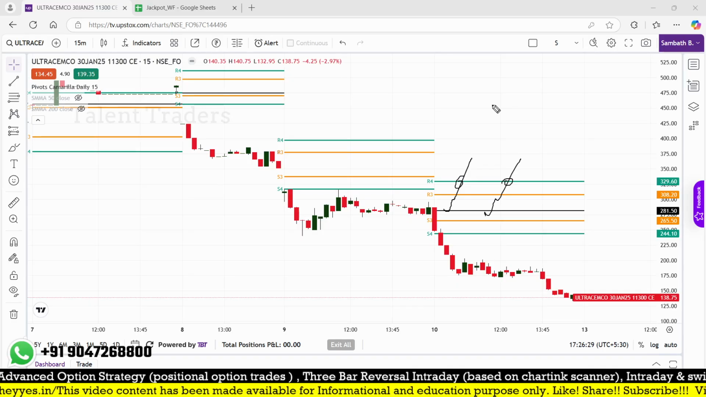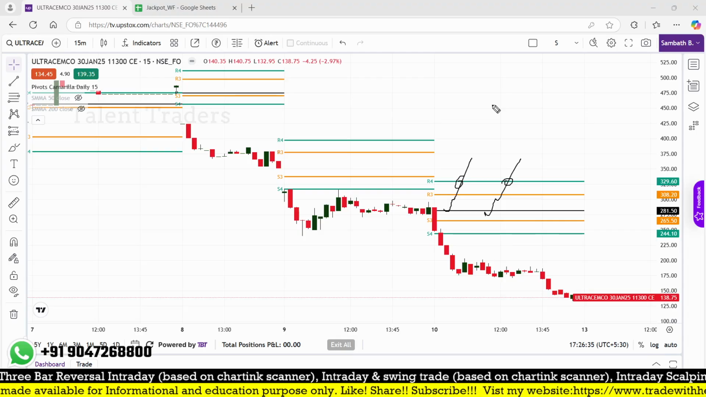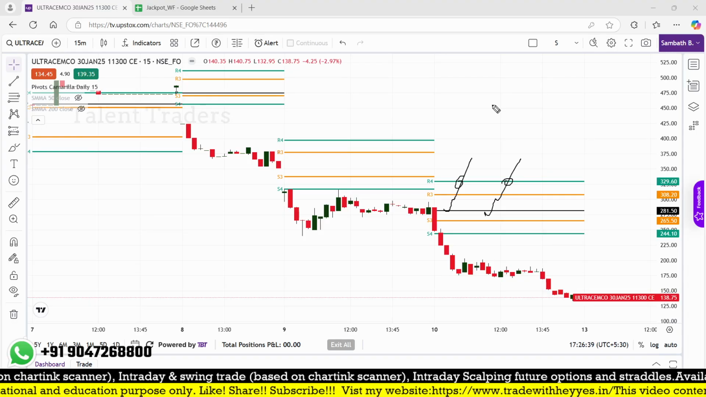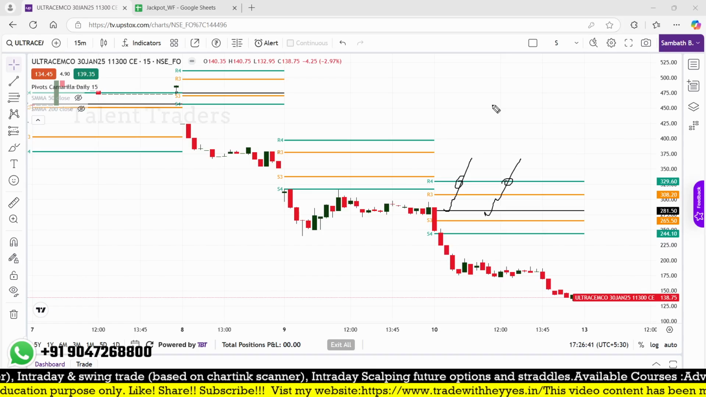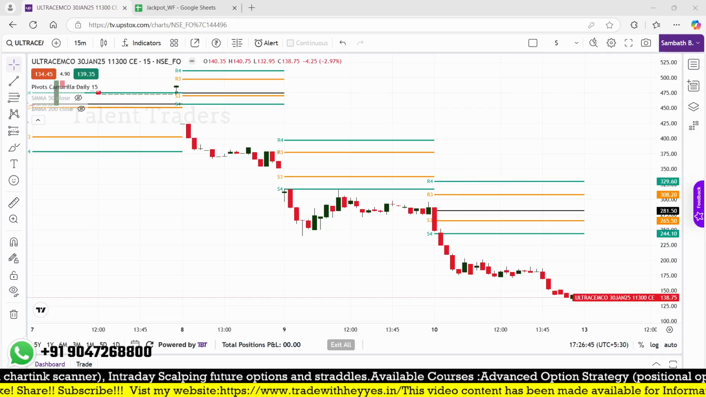Call breaks means the stock is moving upside. If put breaks, it means the stock is moving lower, but the put is increasing, breaking the R4 and moving higher than the R4 level. In both cases we are looking for an R4 breakout only, either a call or put.